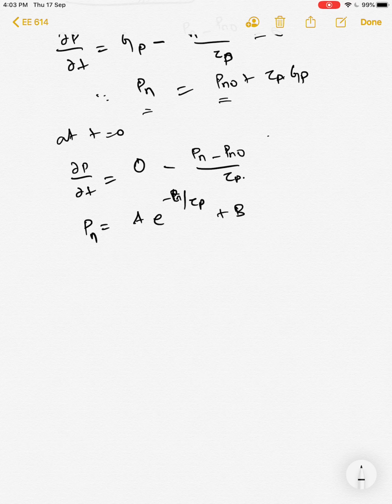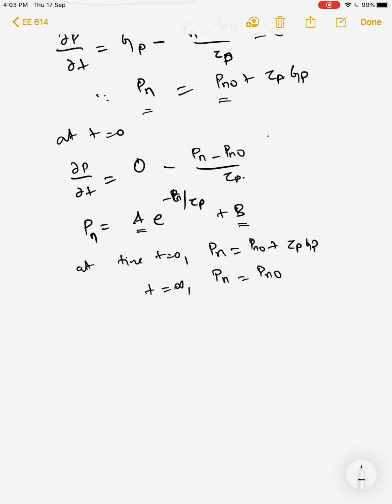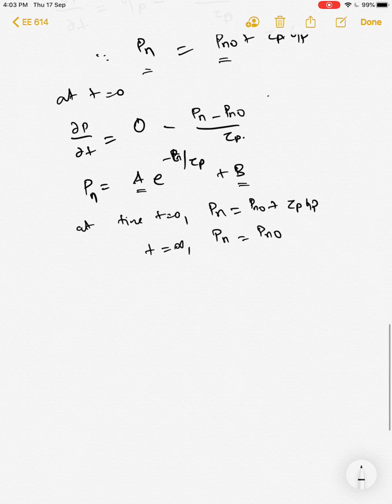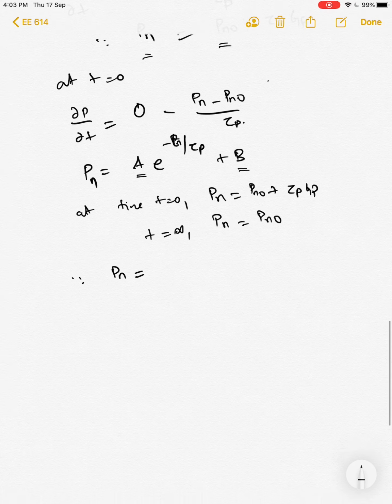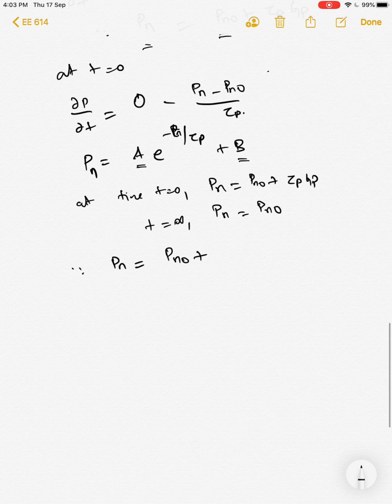Now we have to identify these constants, which we know that at time t equal to 0, p_n is p_n0 plus tau_p G_p, and we can also assume at time t equal to infinity, p_n will become equal to p_n0, right? At infinitely far off time, we can always expect the carrier density to fall to its equilibrium value. Given these two conditions, the solution is pretty straightforward. You will get your p_n to be p_n0 plus tau_p G e power minus t by tau_p.